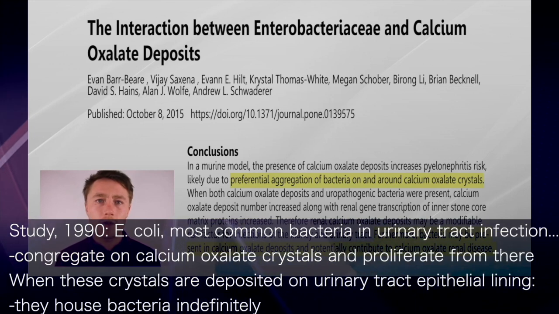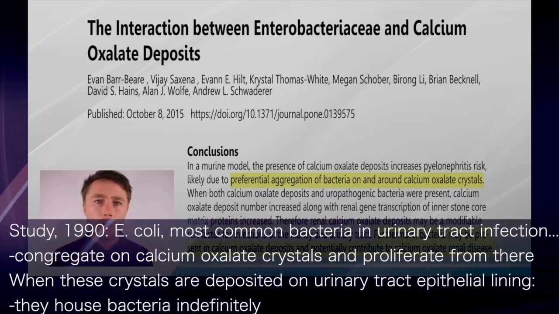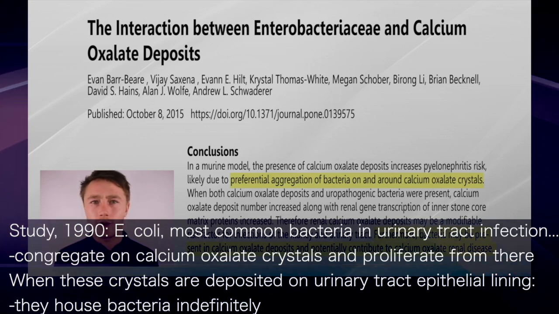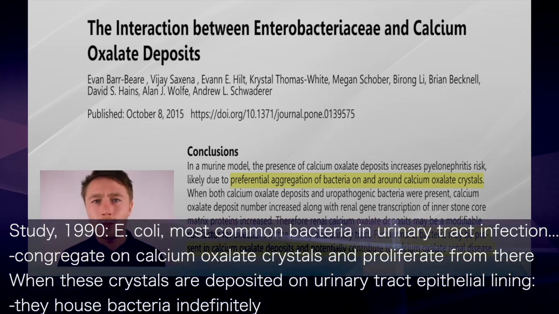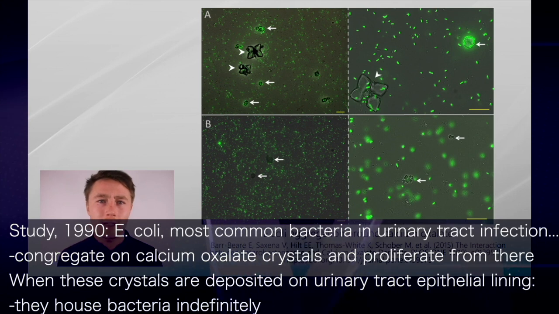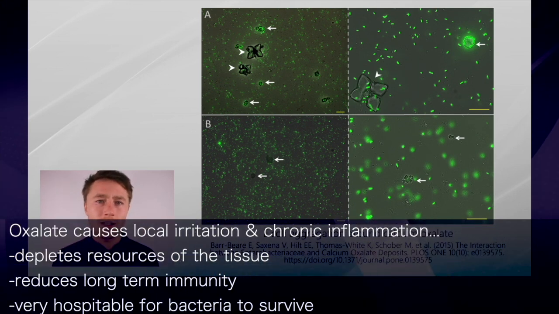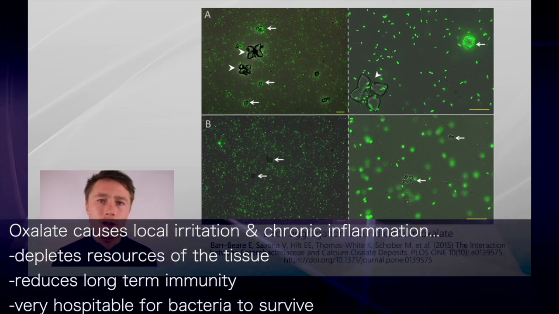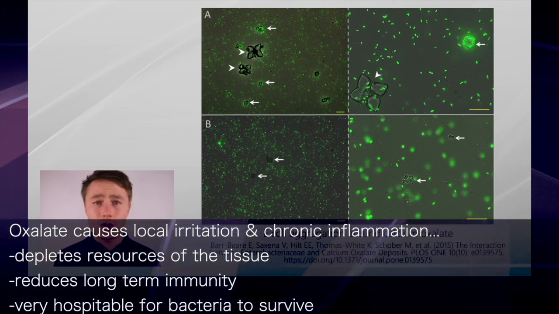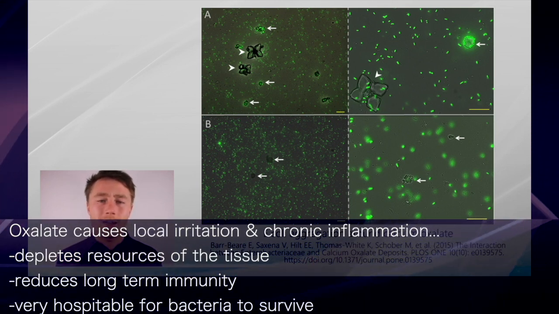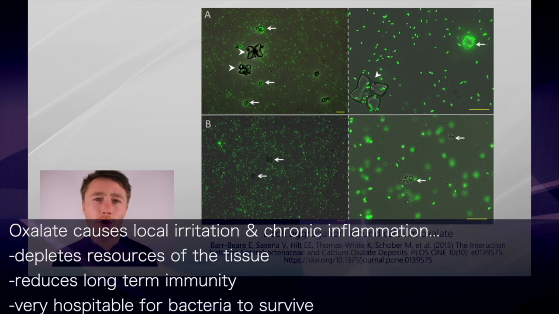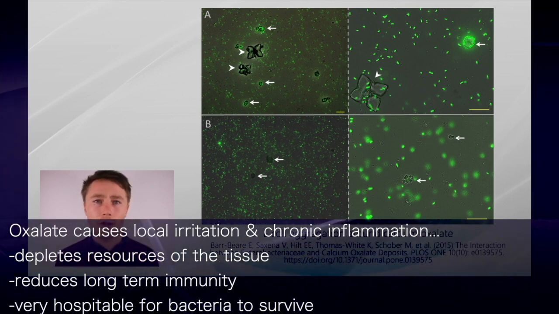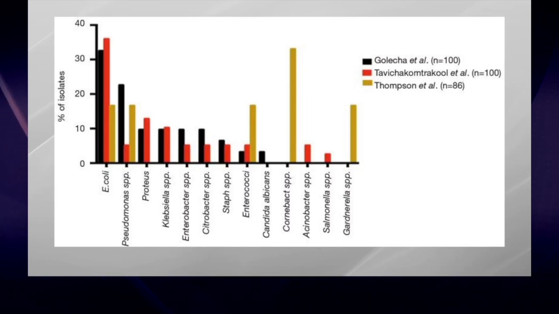So with that in mind, if oxalate microcrystals are deposited in the epithelial lining of the urinary tract and they can essentially act as houses for bacteria, then it would make sense as to how certain bacteria can stick around indefinitely. Oxalate is well known to cause local irritation and inflammation, and a state of chronic inflammation is likely to deplete the resources of a tissue and reduce long-term immunity. Essentially, chronic inflammation is going to provide a more hospitable environment for certain bacteria to thrive. Likewise, other bacteria such as Pseudomonas and Gardnerella have also been found in urinary oxalate crystals.